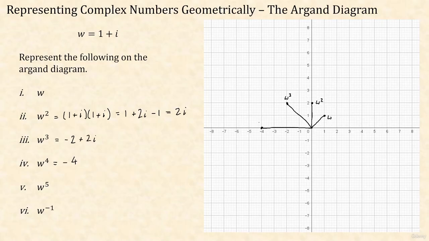And we really are starting to see a bit of a pattern here, right? There was w, there's w squared, there's w cubed, there's w to the 4. Maybe you can make a prediction about w to the 5. Well, if you've worked it out, you're going to find that w to the 5 is minus 4 minus 4i. And that is here.